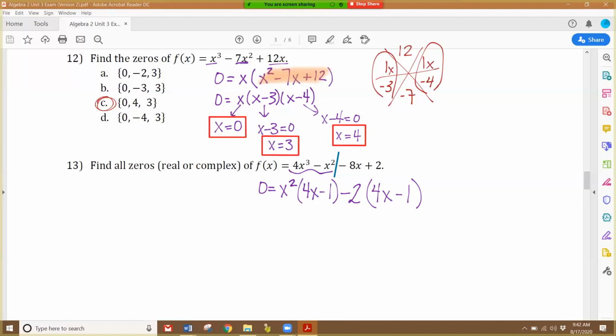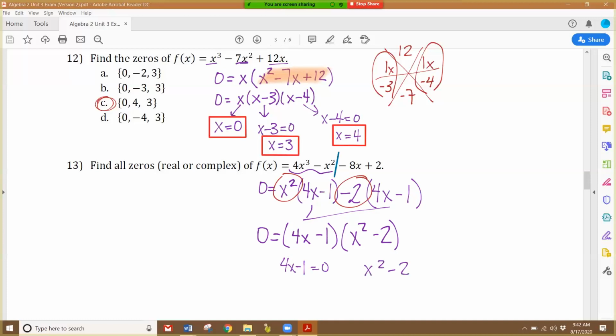So now that we've gotten this far, our parentheses get brought down together. So 4x minus 1. And then the oddballs, or the x squared minus 2, get put into the second set, or the other set of parentheses. Still equals 0. So now we have two sets of parentheses being multiplied together and their product is 0. The zero product property tells us that one or both of these have to equal 0. So 4x minus 1 equals 0. x squared minus 2 equals 0. Set them both equal to 0.